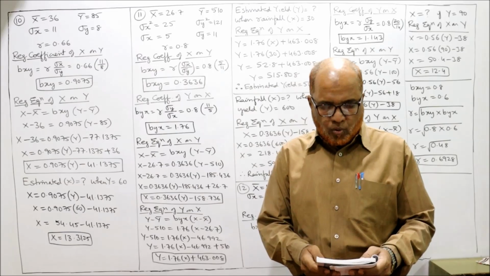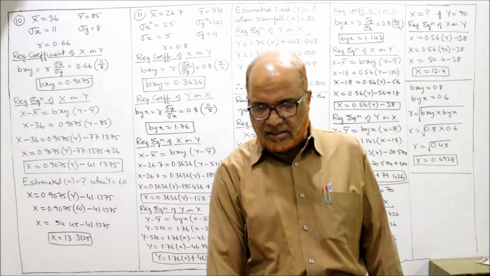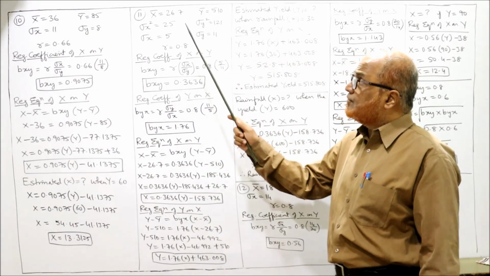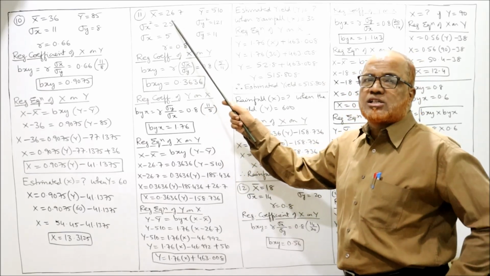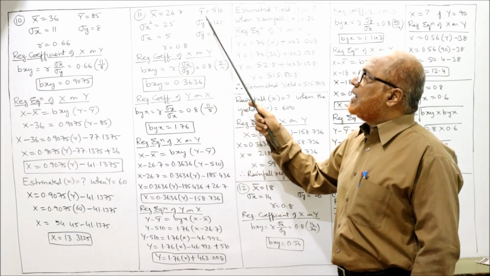Then coefficient of correlation is given 0.8. That's all. First we write the information. X bar is equal to 26.7 given in the problem. Y bar is equal to 510.